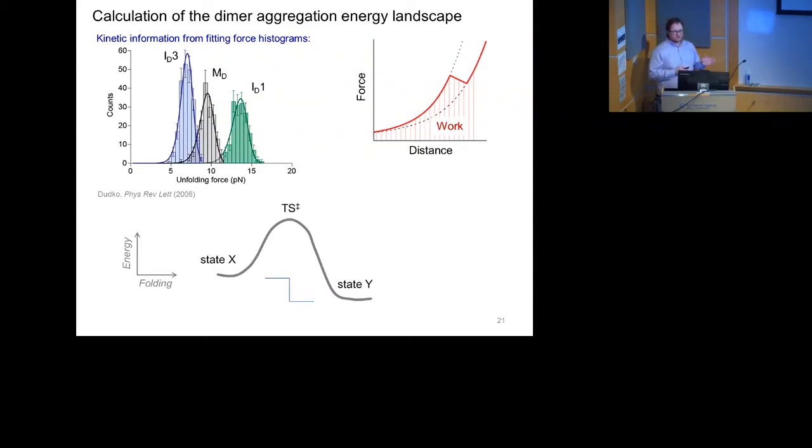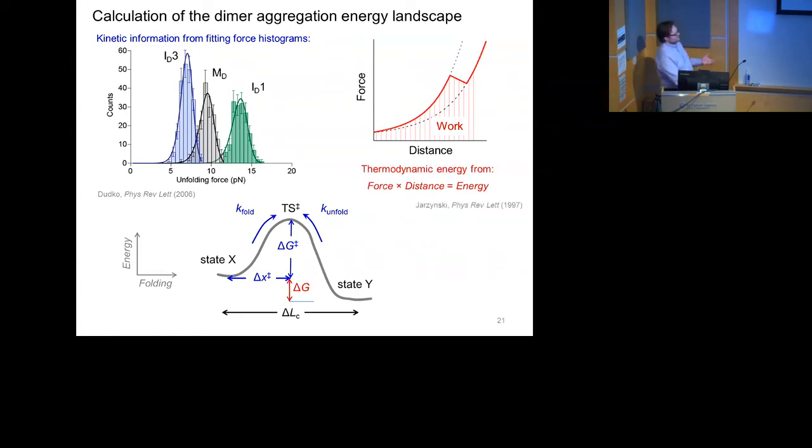With the ensemble approach, you'd only be able to get the one average value. With single molecule, you can get distributions. And there are physical models to fit these distributions, which give you information like the activation barrier, folding rates, and distances to transition states. And then again, by integrating the area under the force extension curves, we can get thermodynamics.